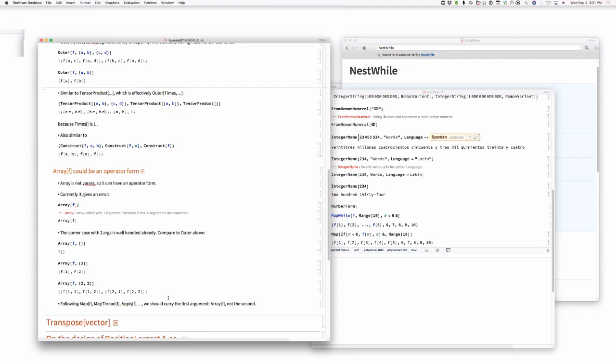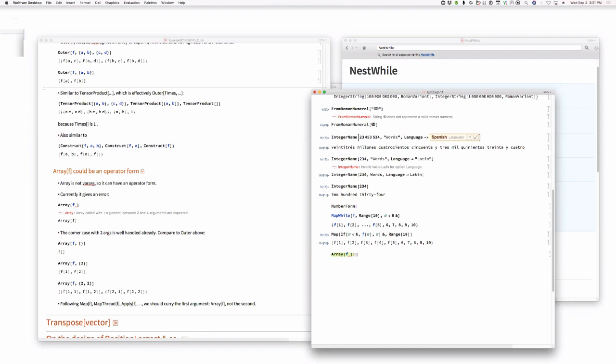What about the case of array of F of 2 arguments? What do you mean? This form here. Array of F of 2, 2, 3 should work. Right. That's the operator form of array of F, 2, 2, 3. Right? Yeah, we can support that. Yeah, I mean, it's a minor corner case, but I think we might as well support it.